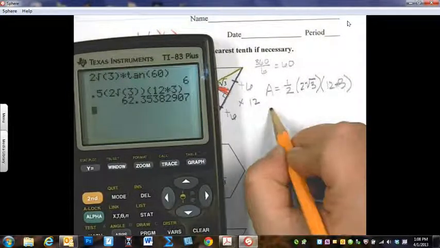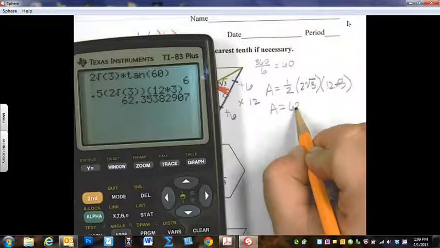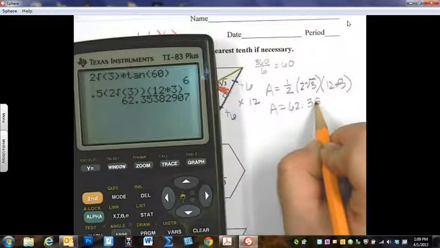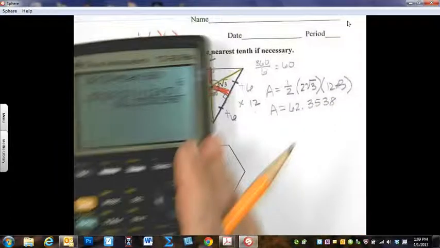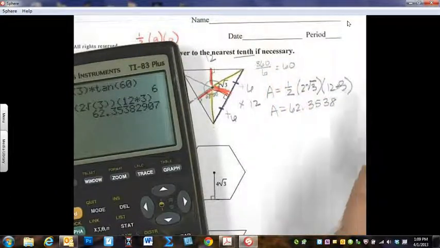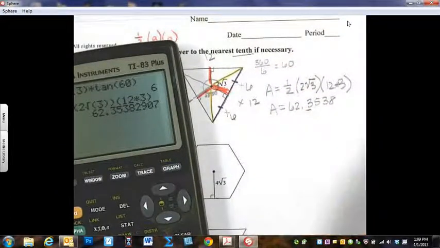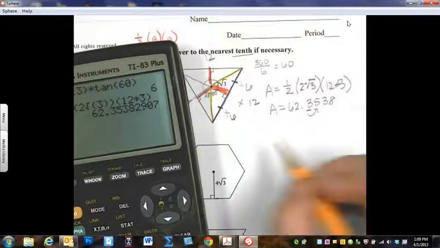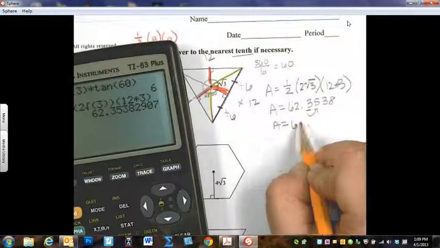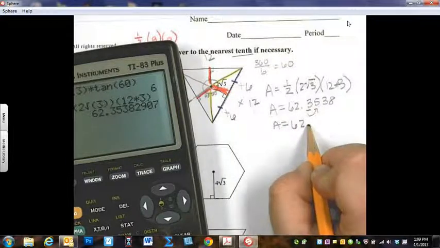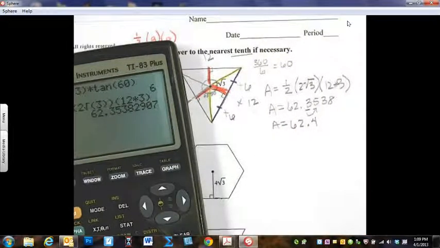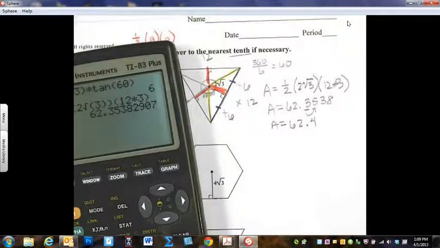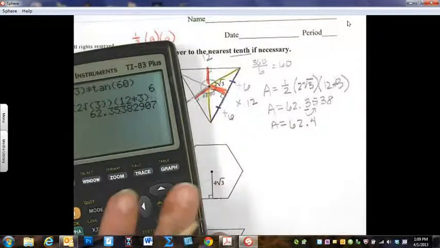So I know that the area of this shape is 62.3538. Well, they want me to round it to the 10th. That's this place right here. Look just to the right. Is that a 5 or more? Yes, it is. So it's going to be 62. We go up one number when it's 5 or more. So the answer is 62.4. That's the area of that problem.